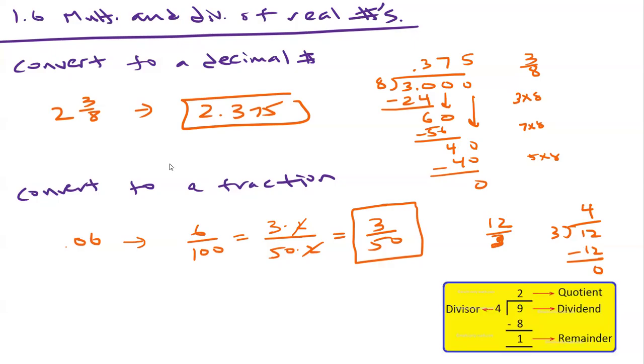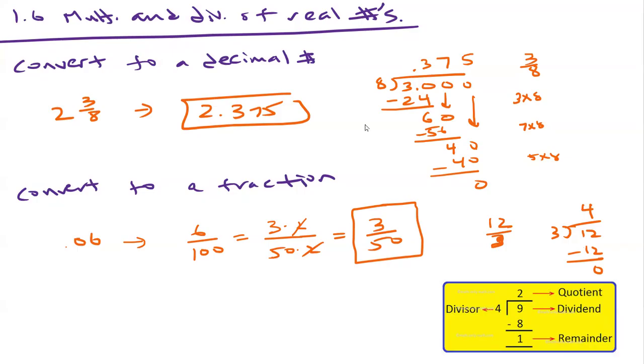Okay, so for this section, we're talking about multiplying and dividing our real numbers. The first two problems we worked on were converting a fraction to a decimal number, and then converting a decimal to a fraction. So you'll have, say, 2 and 3/8, right?